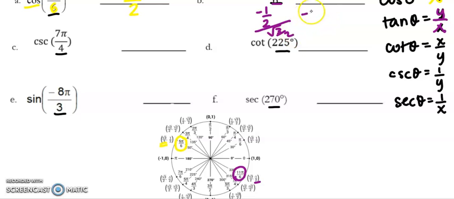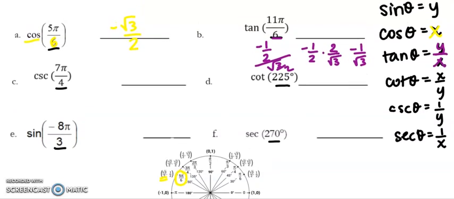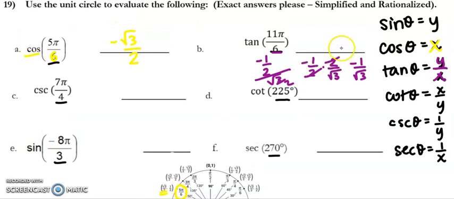When you divide a fraction, it's really the same thing as multiplying by the reciprocal. So I end up with negative 1 over the square root of 3. Because my 2's cancel out. Rationalize that, I get negative square root of 3 over 3.